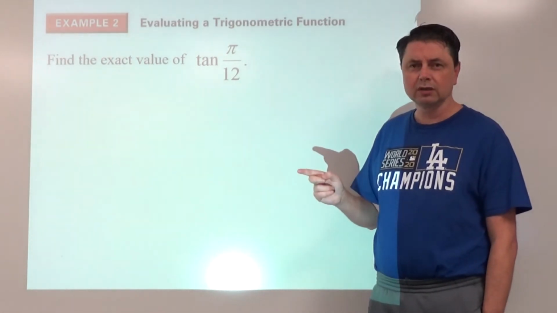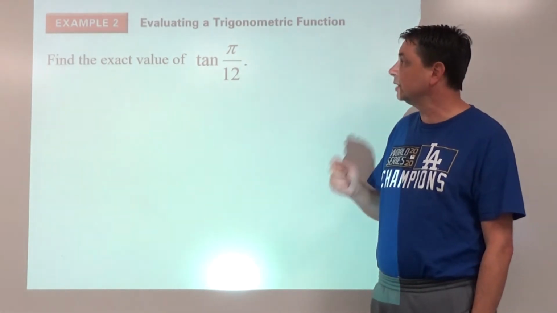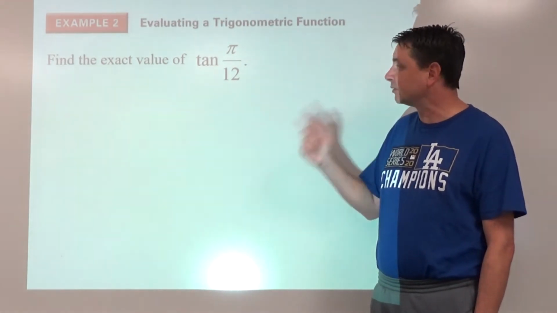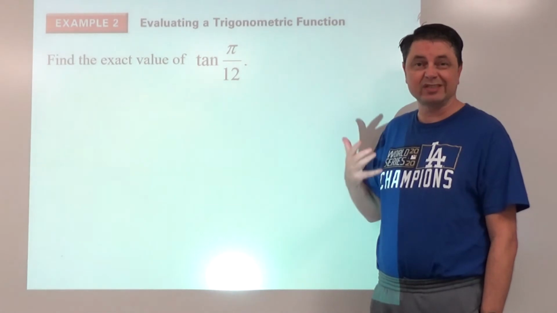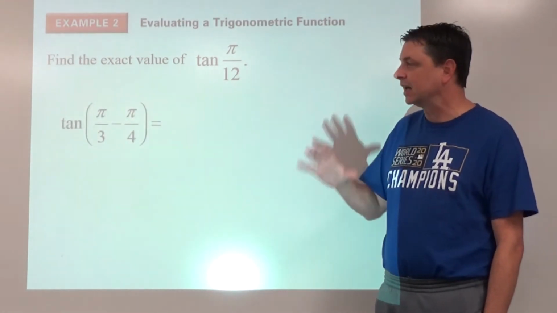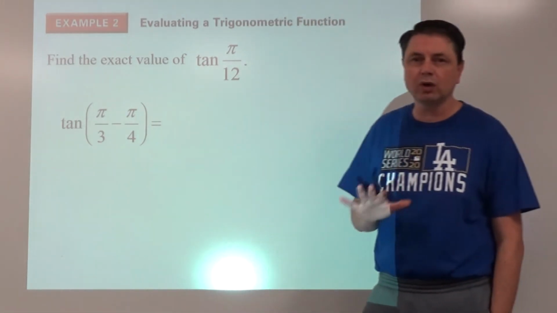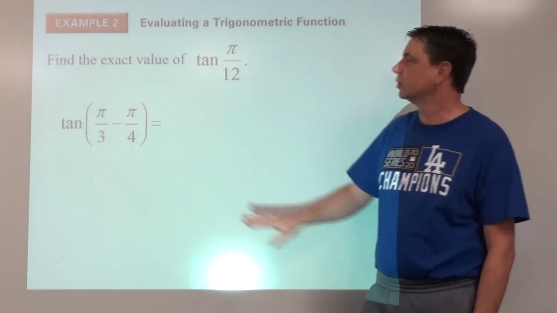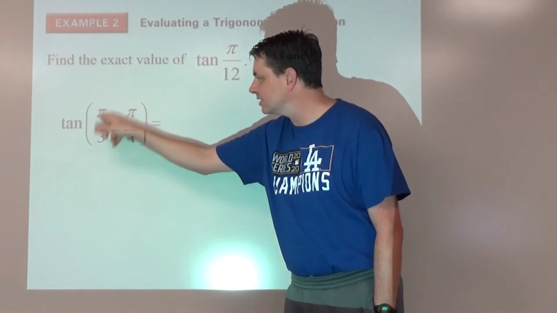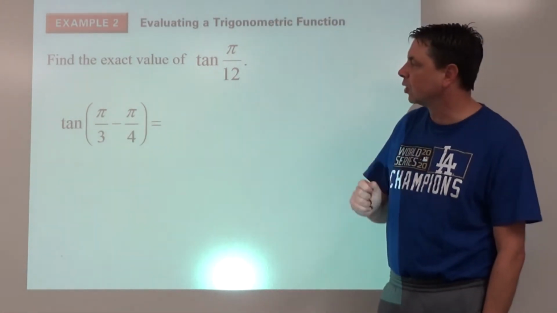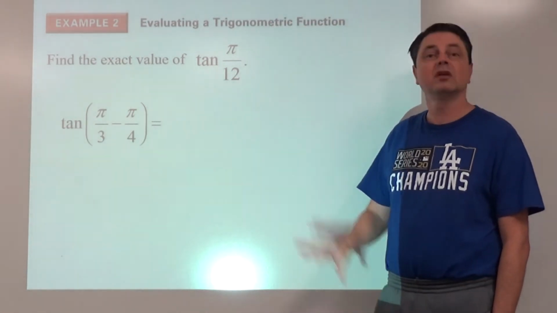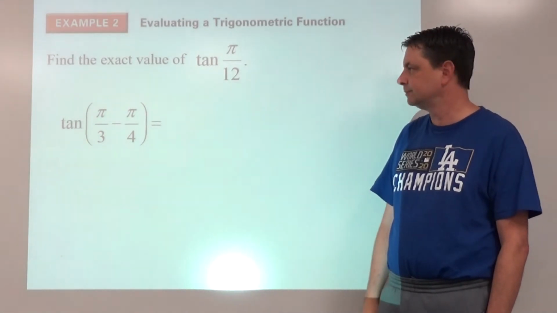Pi over 4 is 3 pi over 12, and pi over 6 is 2 pi over 12. If we subtract those, we get that. Also, it's pi over 3 and pi over 4. So either one of those works, and either one is going to get us the pi over 12. This one is particularly 4 pi over 12 minus 3 pi over 12. The other one works just as well.